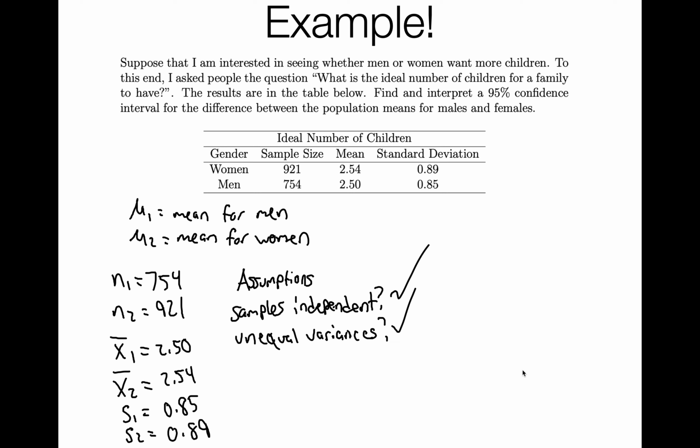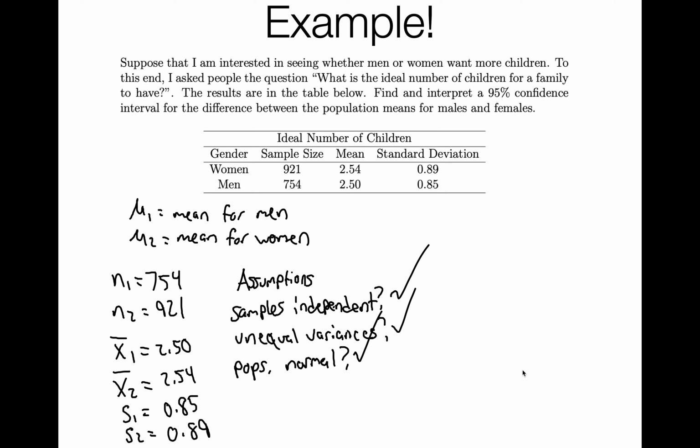Also, we're going to assume yes because there's nothing that says that we could assume equal variances. Okay, and then last, are the populations normally distributed? Again, there's nothing to say yes or no, but we're going to assume yes for now. Okay, so all the assumptions are met. Now we can use the formula.